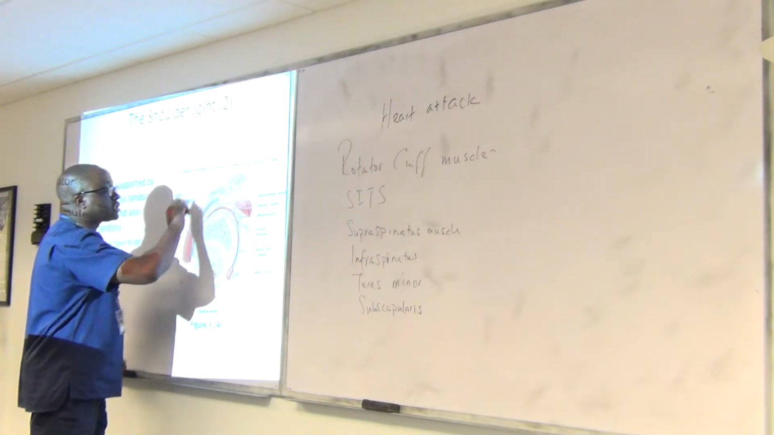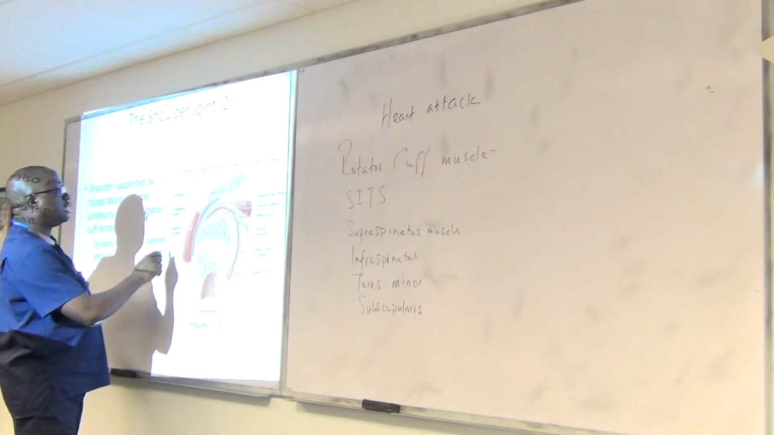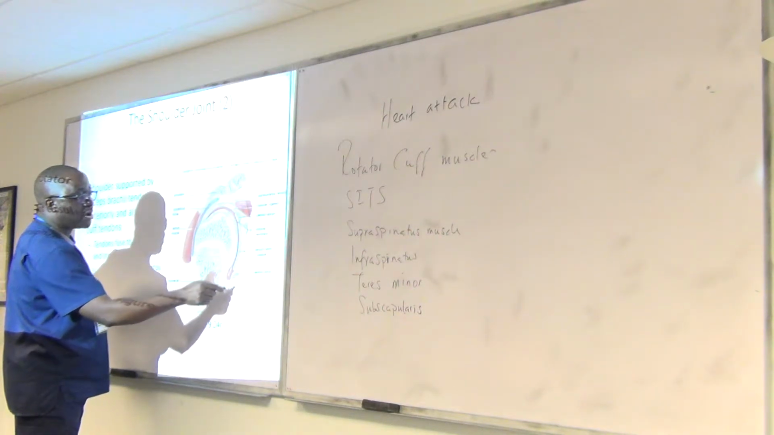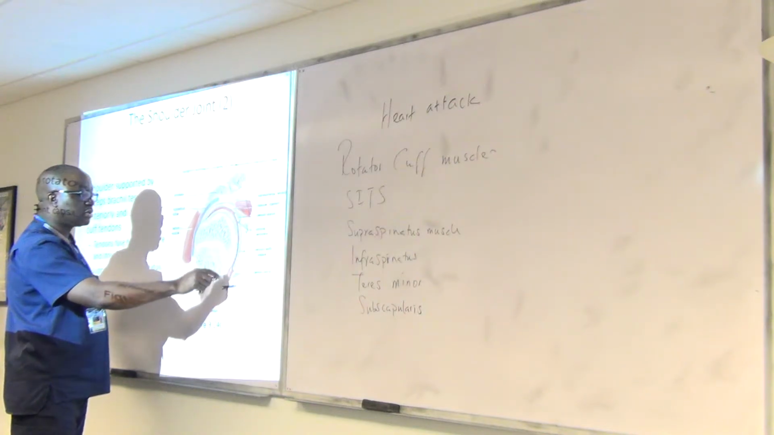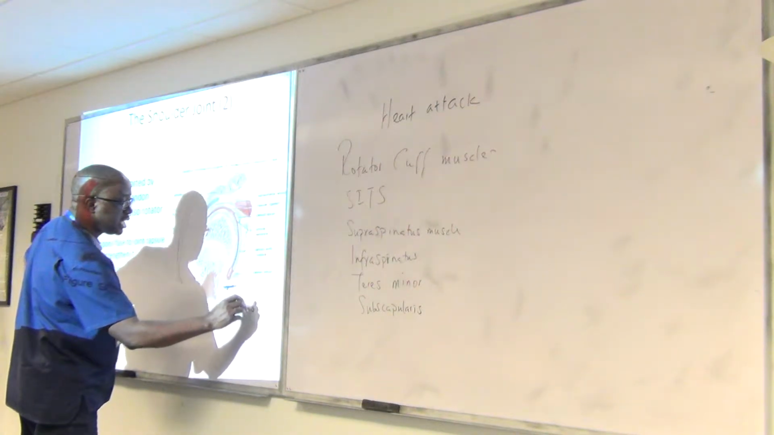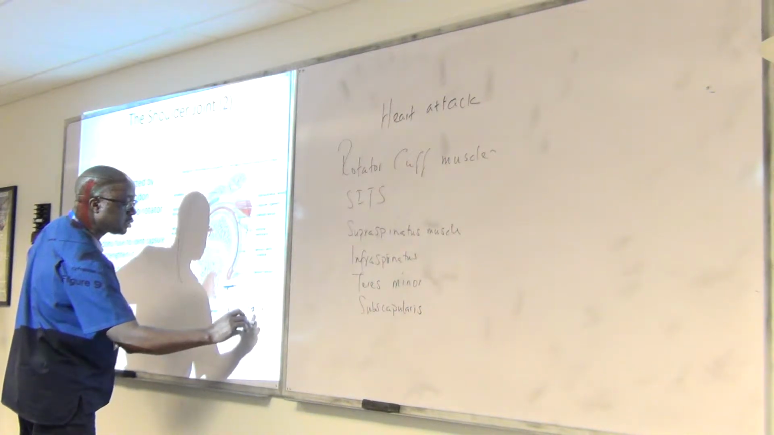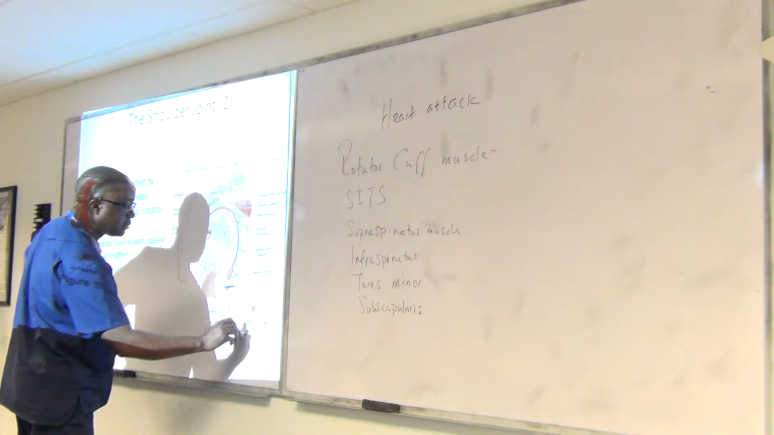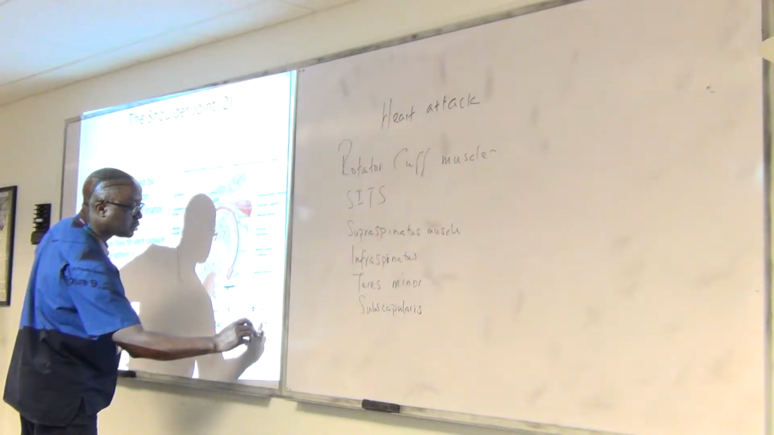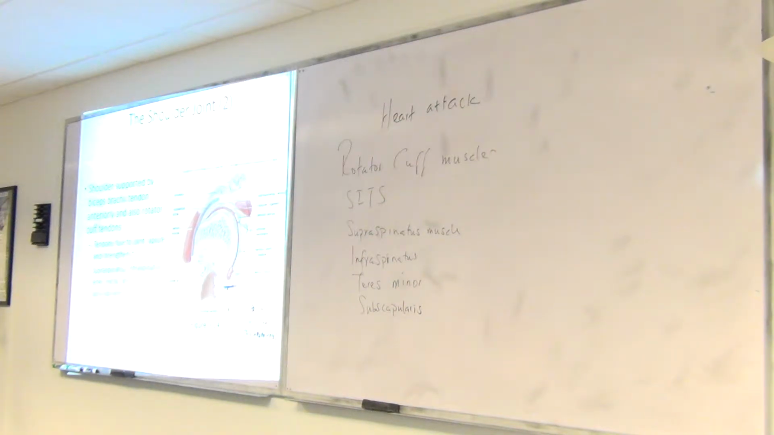Now the thing about it is, it has a lot of support on the upper parts. You can see the supraspinatus tendon, a whole lot of tendons locking it up. But on the lower parts, it doesn't. As a result, there is a risk for downward dislocation of the head of the humerus, because it doesn't have any support underneath. Does that make sense? The top is well supported, but underneath the head doesn't have any support, so it can dislocate downward.